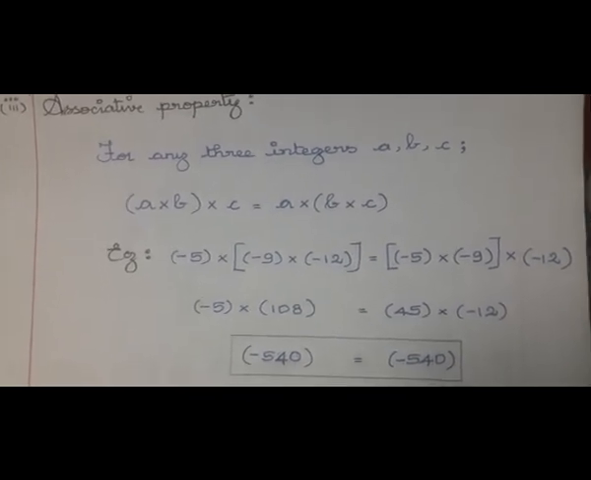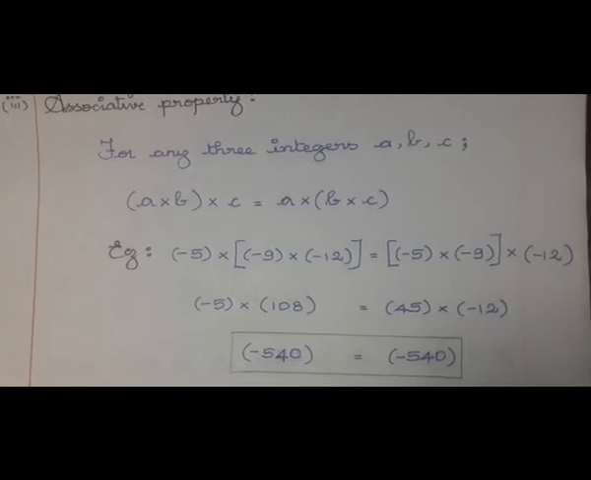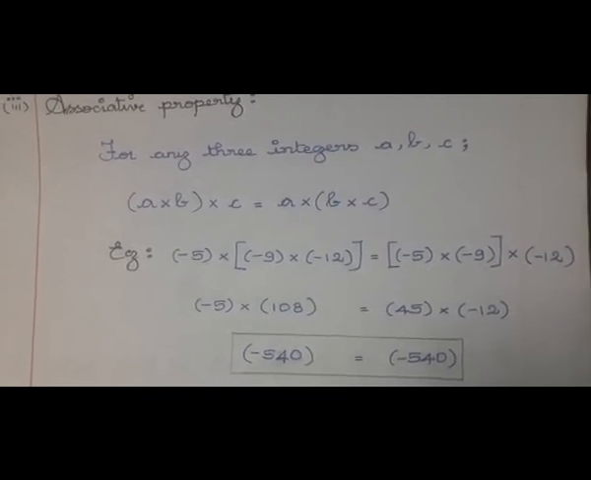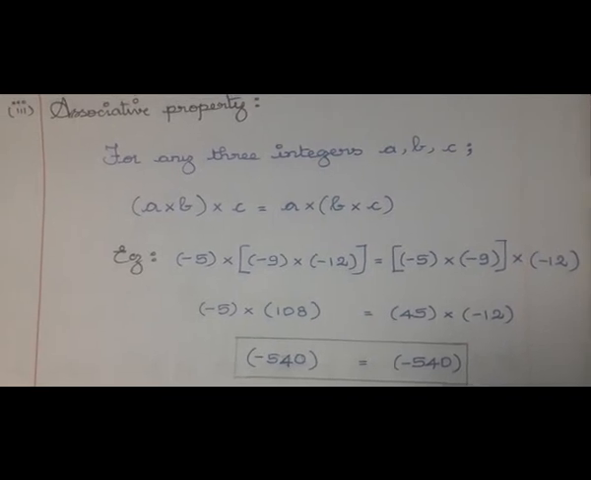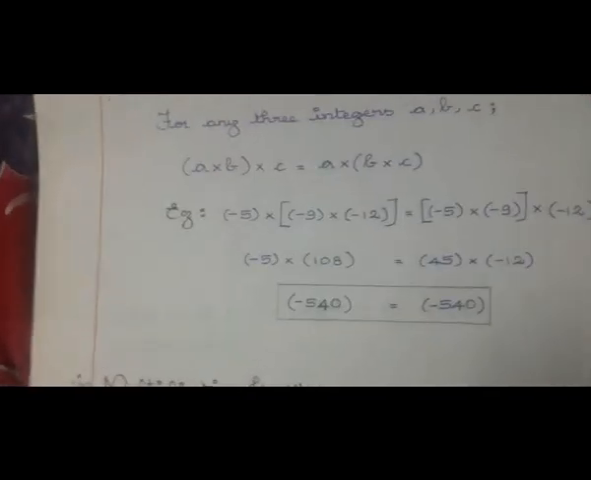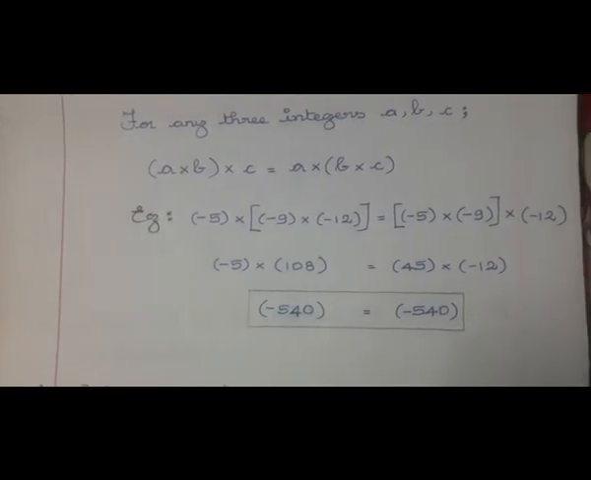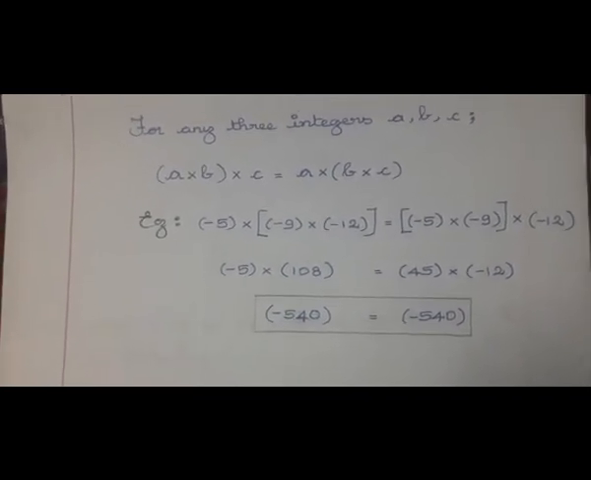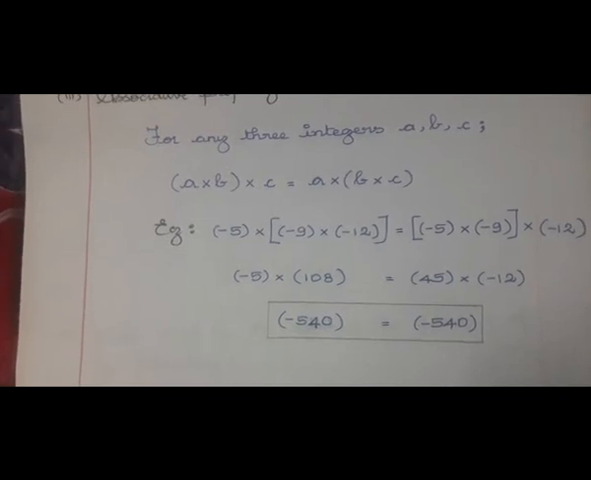So again, in the next step you can check it off, both the signs are different. So minus into plus is minus, and 45 into 12 is 540. Both the answers are same. Hence, the associative property is true for multiplication of integers.